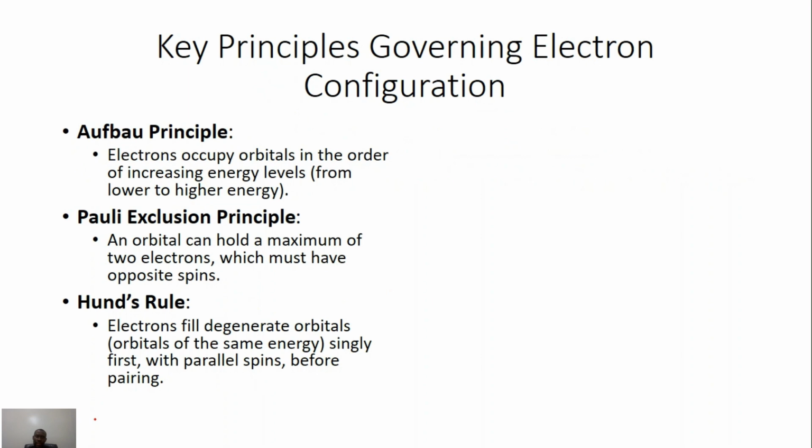When you want to write the electron configuration, there are two principles and one rule that you need to follow. The first of them is the Aufbau principle. Now we are going to apply the knowledge of the quantum numbers that we learned in the earlier slides in writing the electron configuration of an atom.